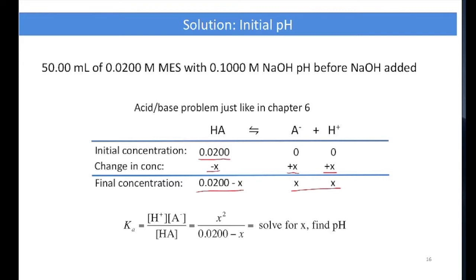And to determine the pH, we'll write out the equilibrium constant, the Ka expression, substitute in the equilibrium concentrations from this line here, and then solve for x to find the pH. So after doing the calculation, you'll find out the pH equals 3.98. So this is the initial pH before any sodium hydroxide has been added.